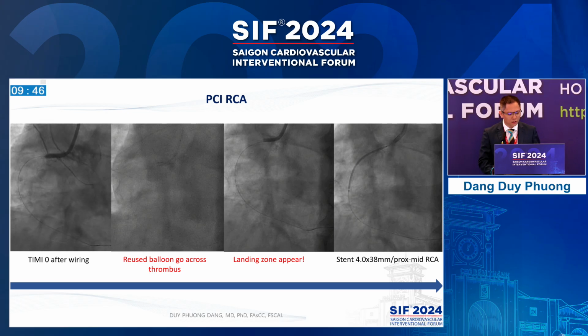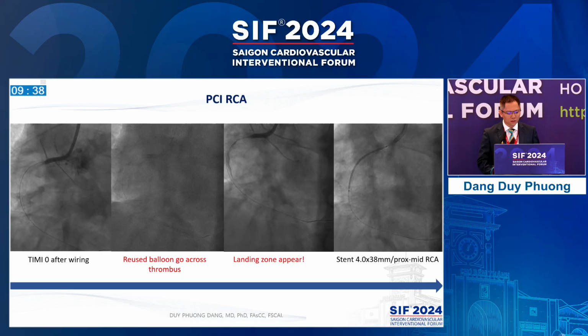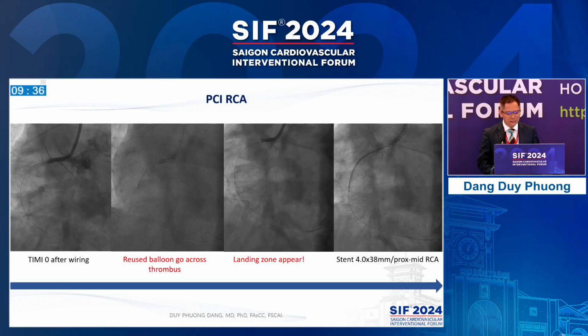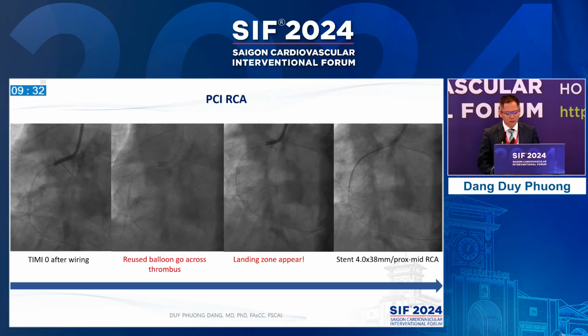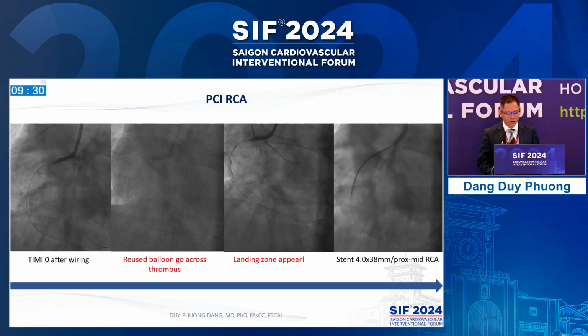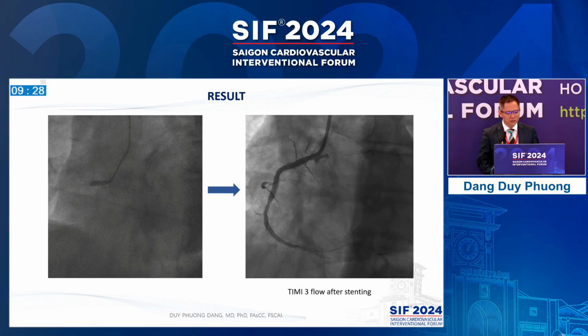After wiring with TIMI flow 0, we used a reduced balloon across the thrombus, and after the balloon crossed, we saw the landing zone appear, and we chose the biggest and longest stent in the proximal RCA. And this is the result.